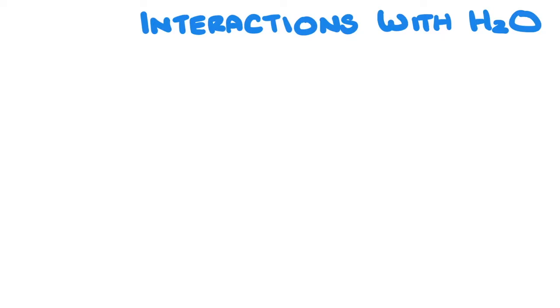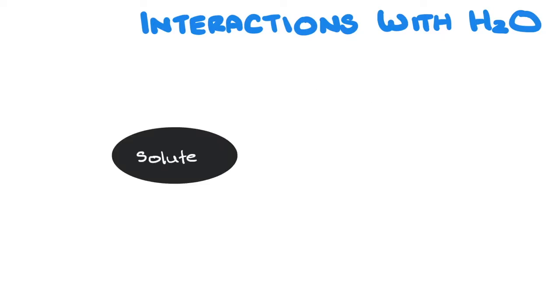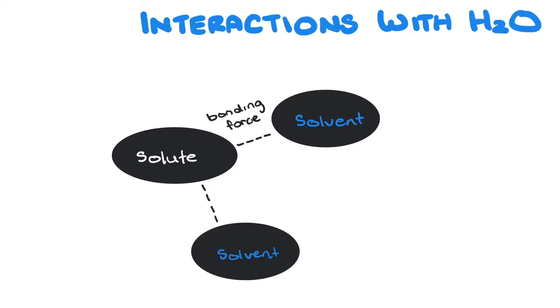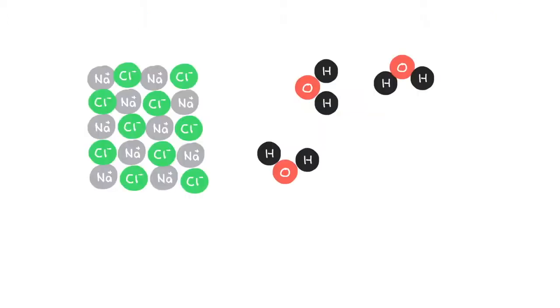Solutions form because of the forces between the solute and the solvent particles. Obviously, different substances will interact differently with water, which is why certain things dissolve differently. Sodium chloride is your typical ionic compound. We know it's soluble in water because of strong dipole-dipole interactions.